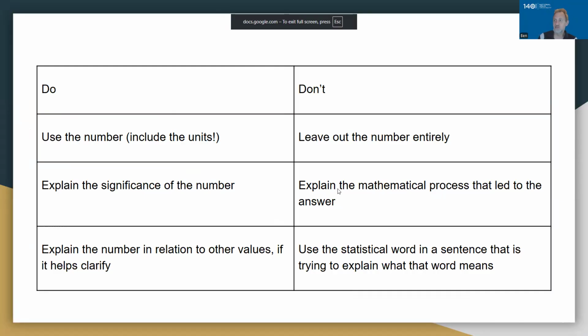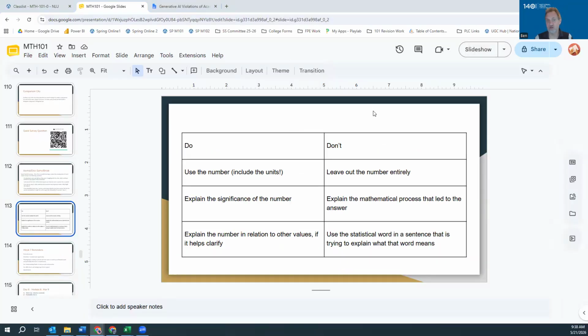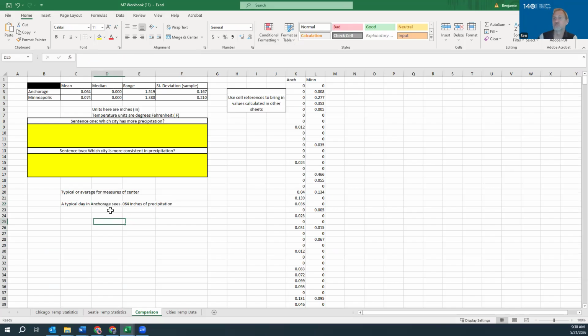Sometimes students think that explaining or interpreting means tell me how you did it. Like I added up all the numbers, I divided by how many there are. That's how I'm explaining what the mean is. That does tell me how you do the mean, and it's accurate, but it's not what I'm looking for in terms of interpretation. Okay, so let's go back to our Excel file.